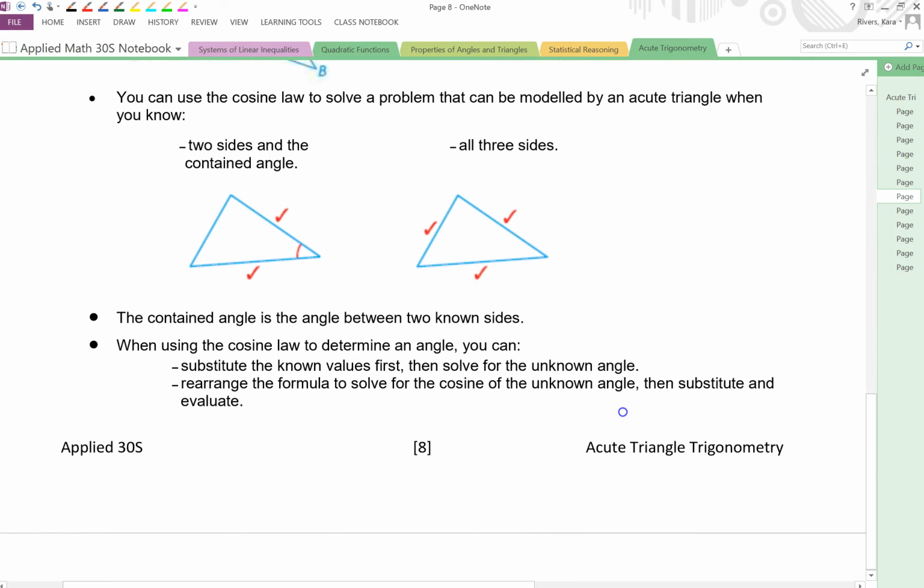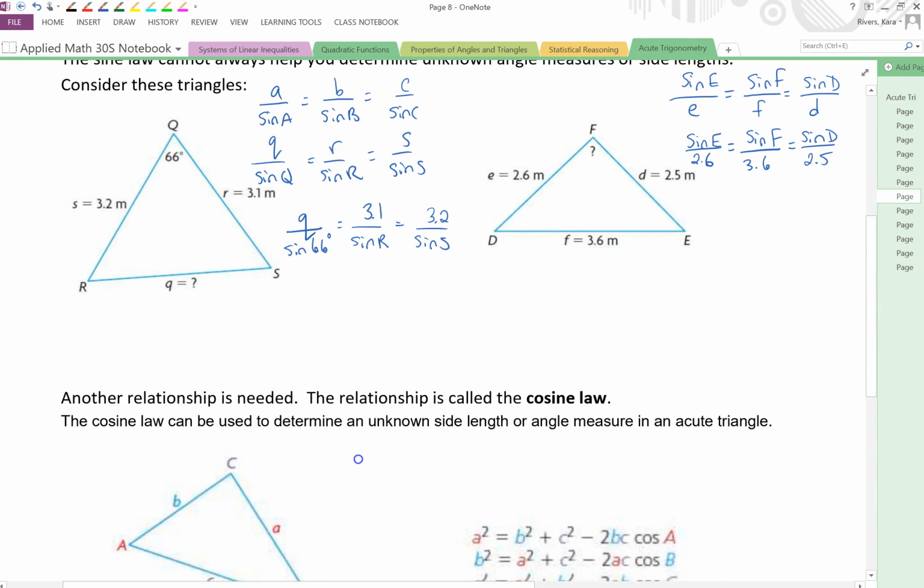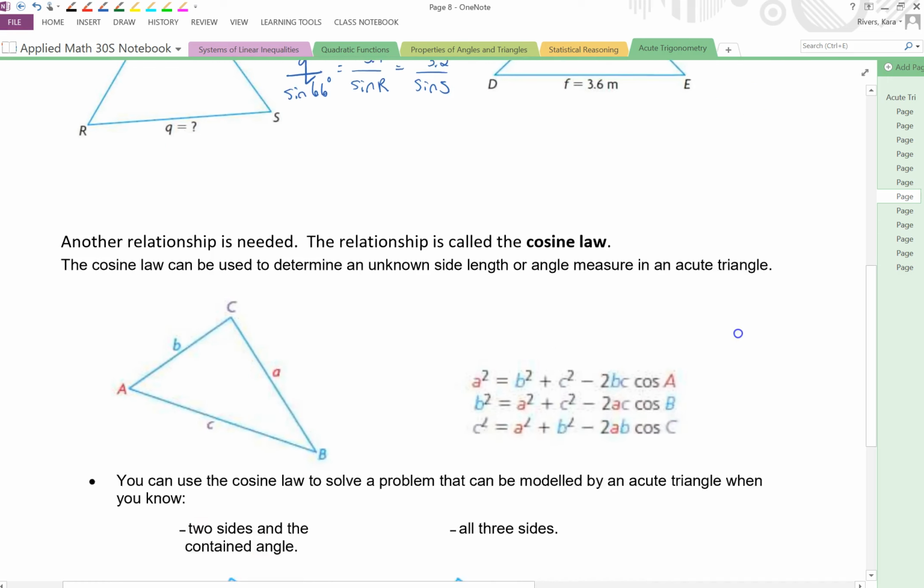For your formula sheet or your toolbox or whatever you're using here, you can see that if you're given two sides and the contained angle, meaning the angle between those two sides, you can use the cosine law. And if you're given 3 sides and no angles, then you can also use the cosine law. That's pretty much what we have up here, right? We've got 2 sides and the contained angle, and here we're given 3 sides and no angle. So in both of these situations, the cosine law would have worked for us.